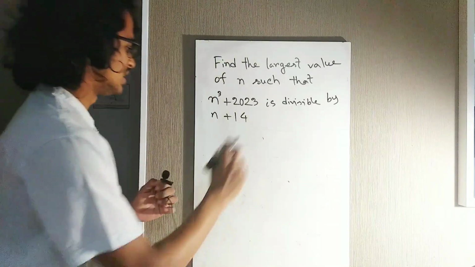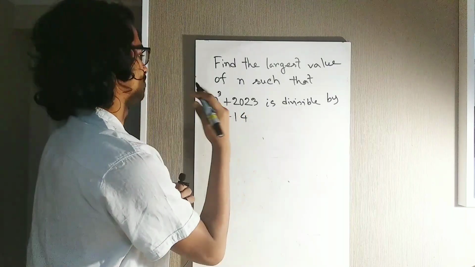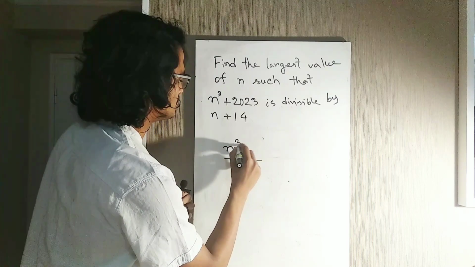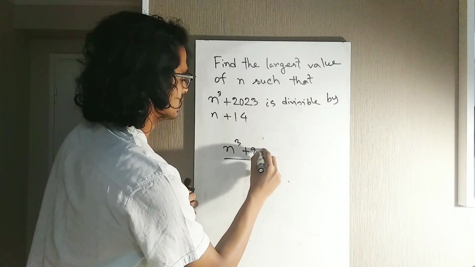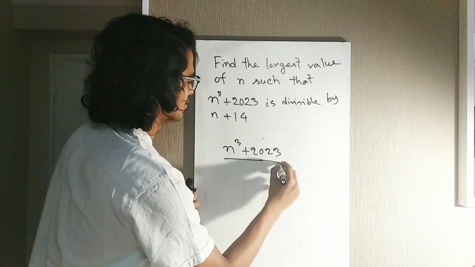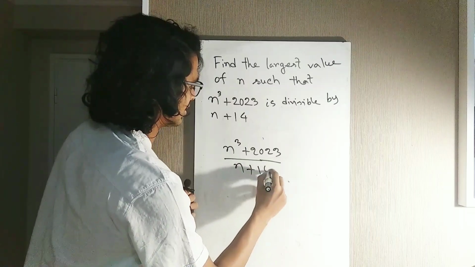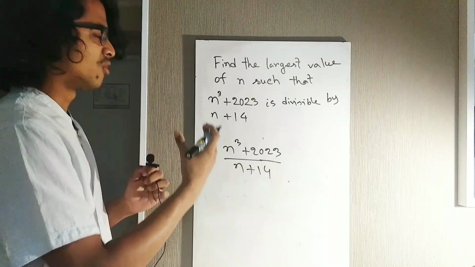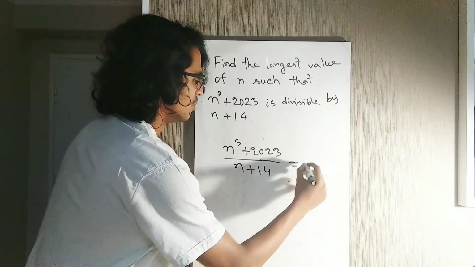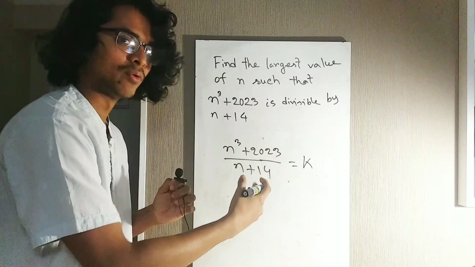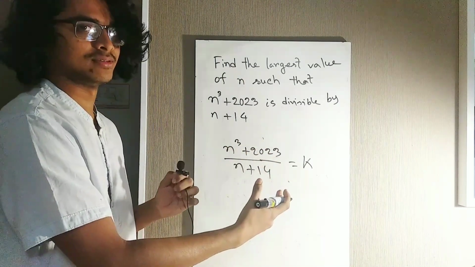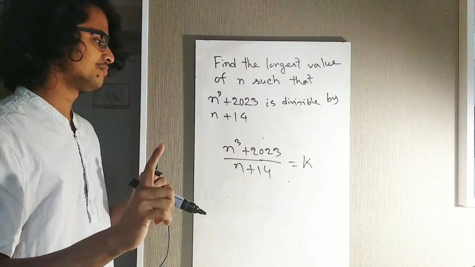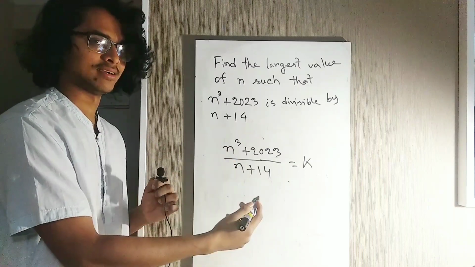So the question is asking, if we divide n cube plus 2023 by n plus 14, for which values of n are we going to get something like k, where k is an integer? So we need to find the largest value of n for which k is an integer.